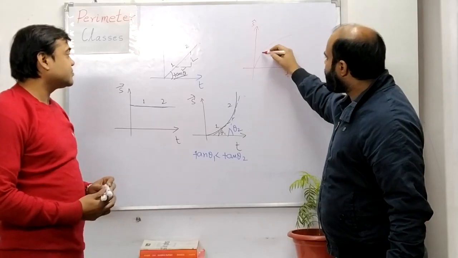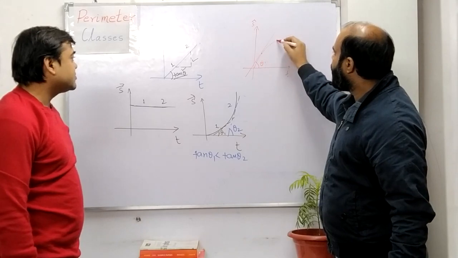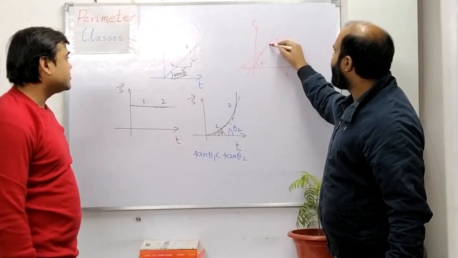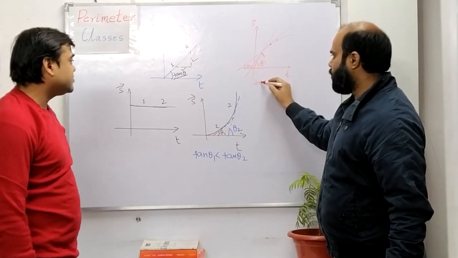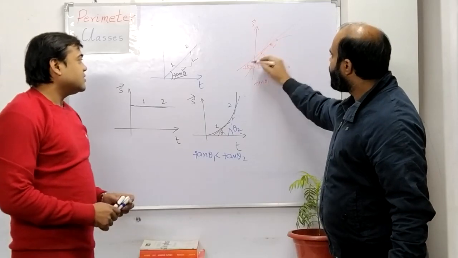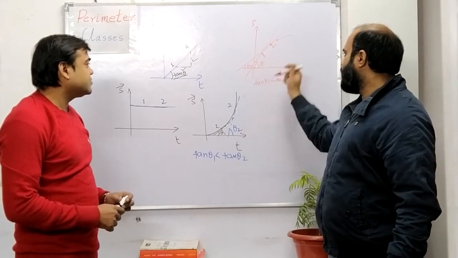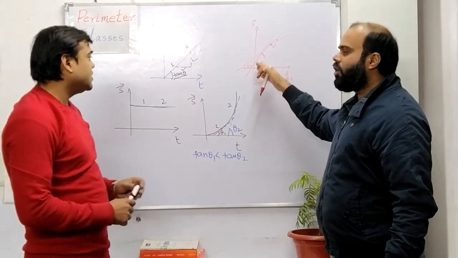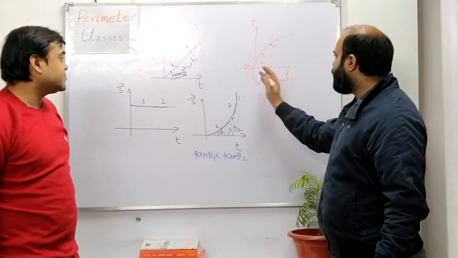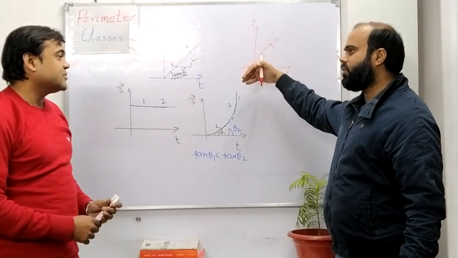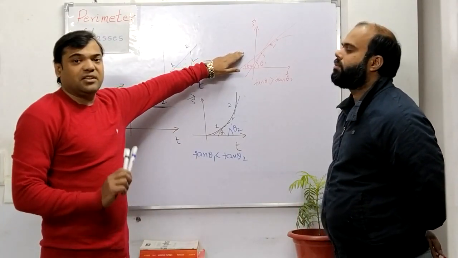In that case, if I take the tangent at this point, it will make an angle theta 1, and if I make a tangent here, it will make some angle theta 2. So point 1 has more slope and point 2 has less slope. Here, as time proceeds, tan theta 1 is greater than tan theta 2. As we are proceeding, the velocity is decreasing. So this is a motion in which velocity is continuously decreasing.